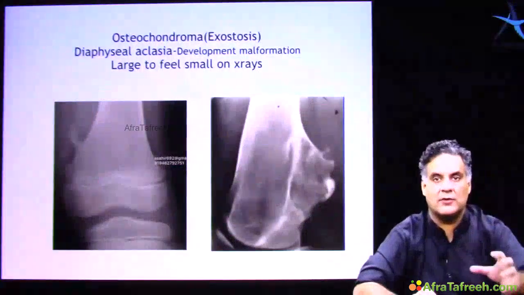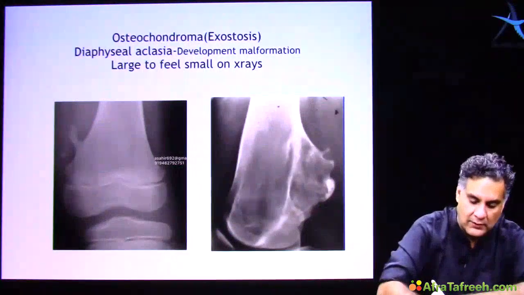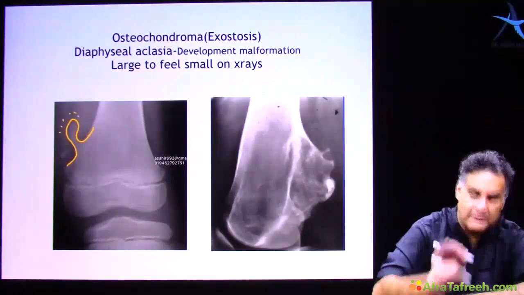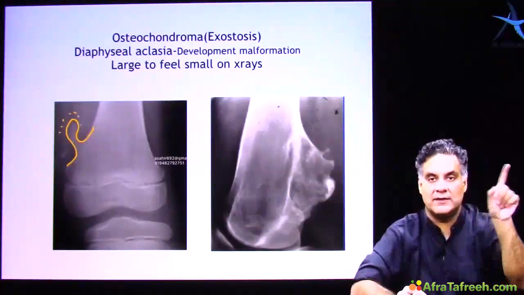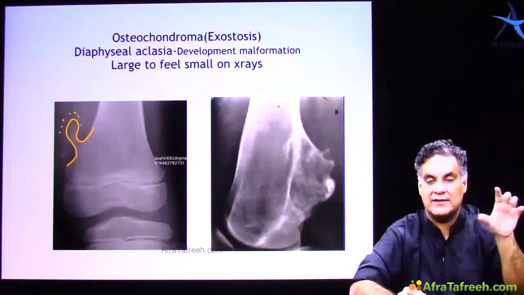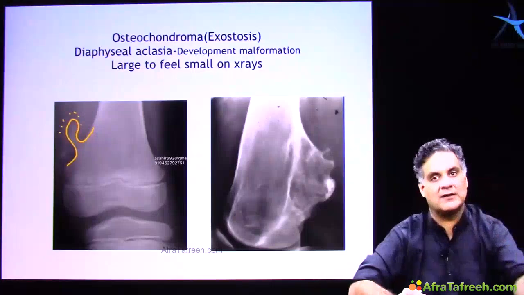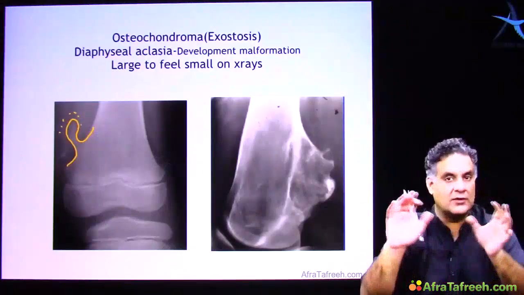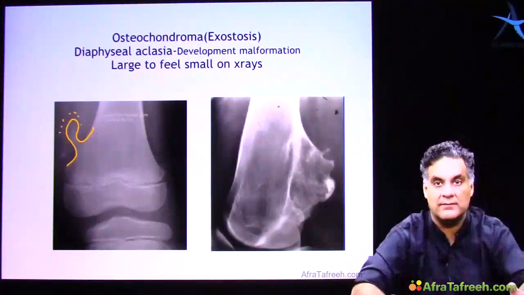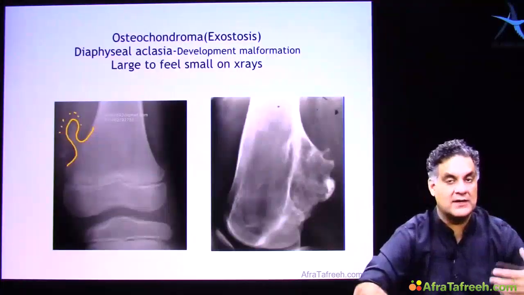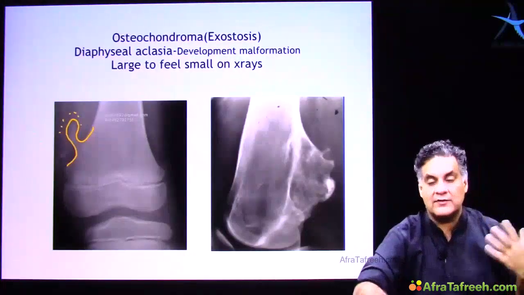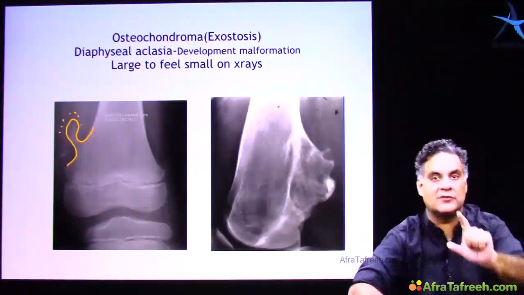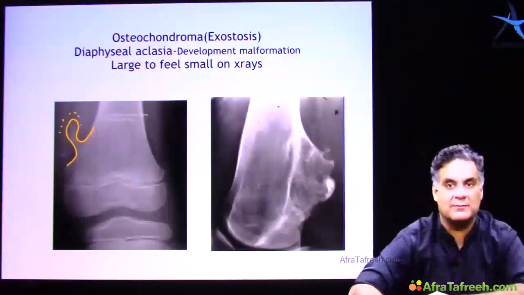And then let's talk about osteochondroma. It's a bony growth with a cartilage cap. So when you touch it, you will touch the bone and the cartilage both. When you get an X-ray, you will only see the bone because the cartilage is radiolucent. So it's large to feel, small on X-rays. It's not a tumor, it's a developmental malformation. It has a malignant potential. It can change into chondrosarcoma. The risk of malignant potential is less than 1% in case of a solitary lesion, more than 6% in case of multiple lesions.